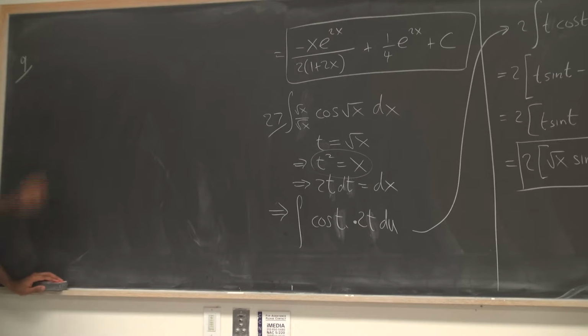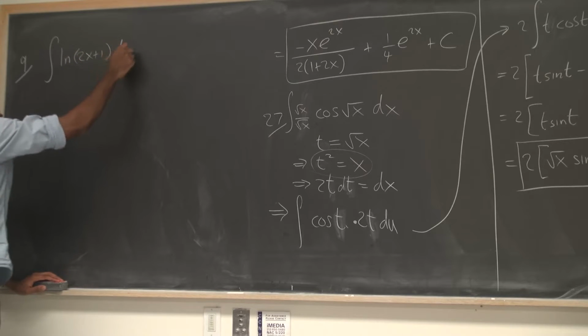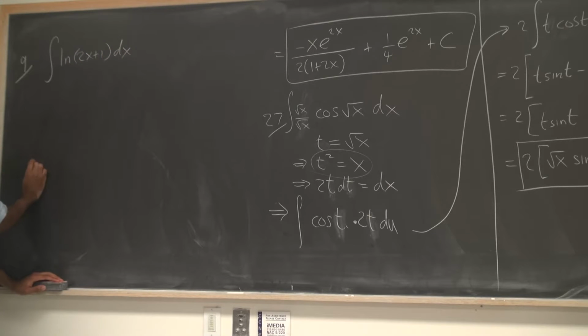Number 9. Integral of ln(2x plus 1) dx. Okay, so we know that u is equal to 2x plus 1, du is equal to 2 dx. So we end up with 1/2 times the integral of ln u du. Wait, isn't your u ln(2x plus 1), the whole thing?